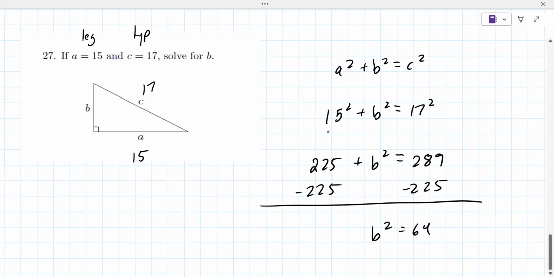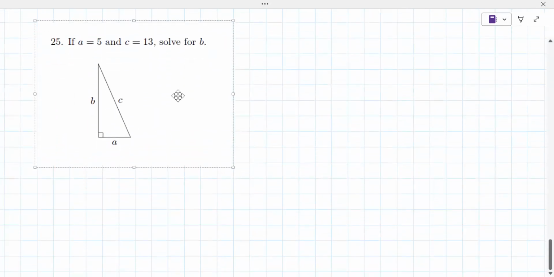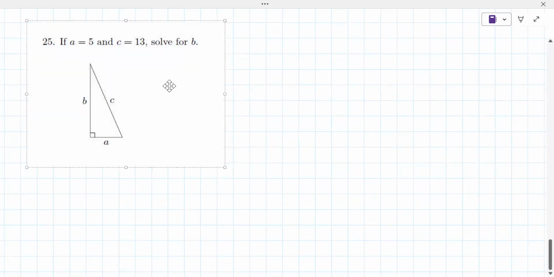Go ahead and grab your calculator and take the square root of 64. Even if you already know the answer, just good to do. 8. B is 8. I see. Any questions on that? Okay. So let me have you try one here, just like this. Let's go ahead and solve this just like the previous problems with different numbers.